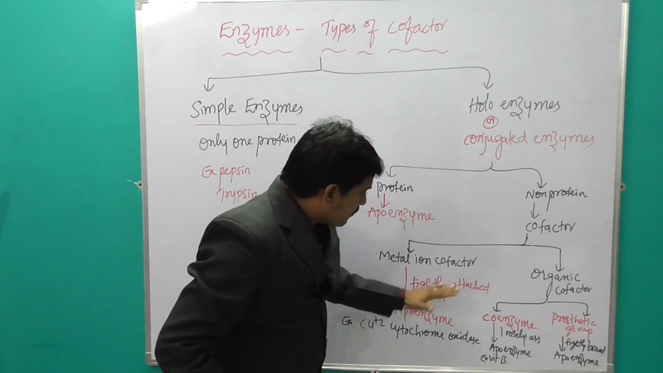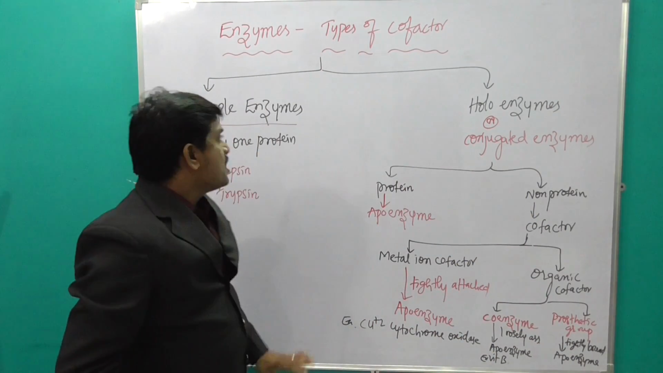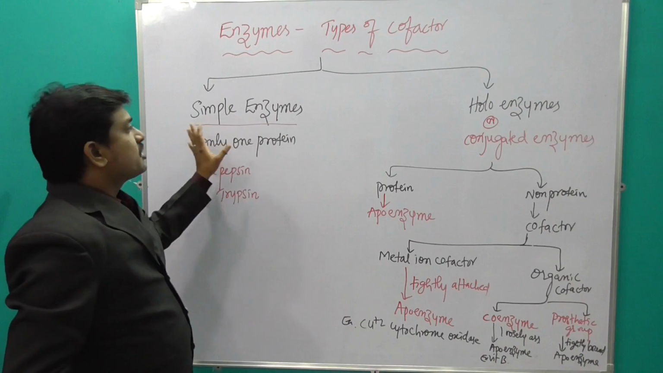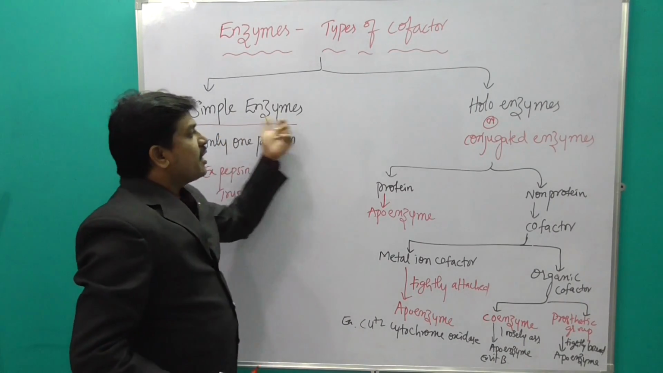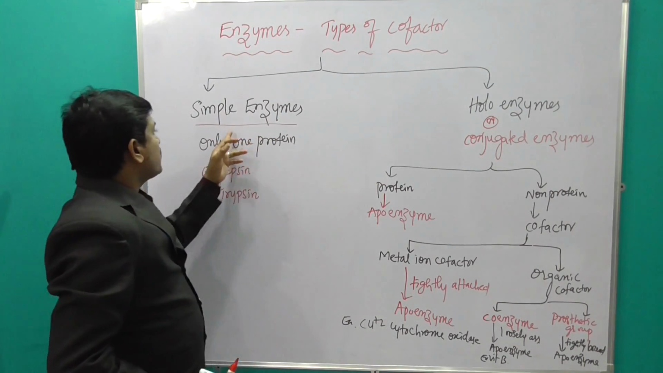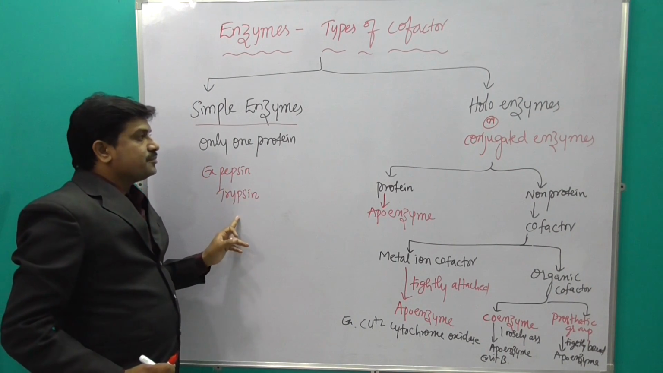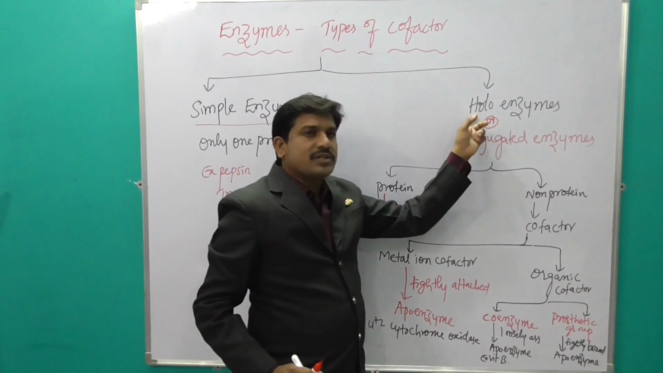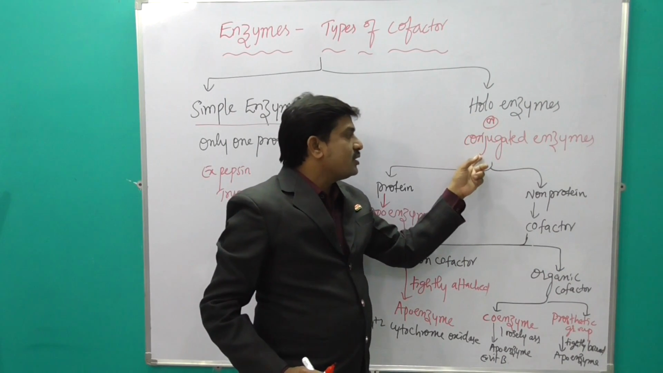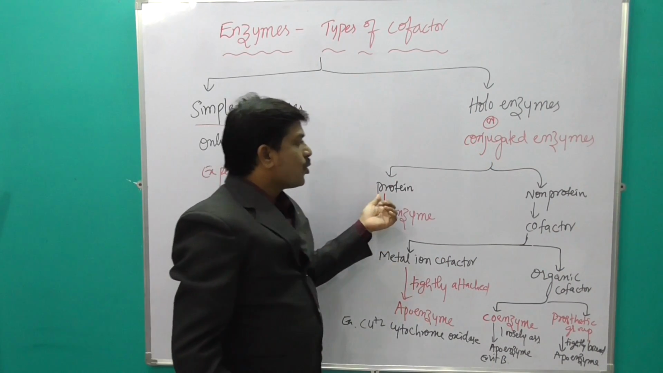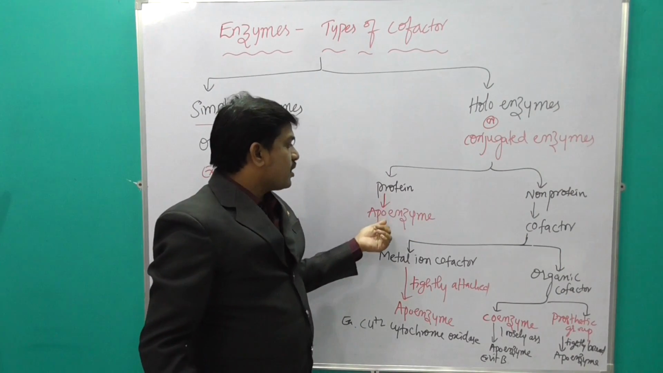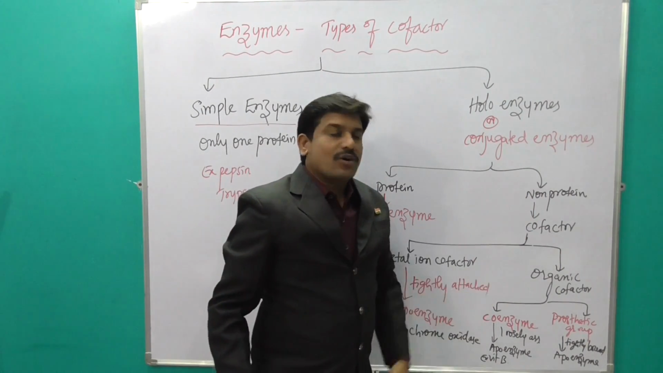From here, these are the different types of cofactor. The enzyme is divided into two parts: the simple enzyme and the holoenzyme. A simple enzyme contains only one protein; the best examples are pepsin and trypsin. The holoenzyme is also called a conjugated enzyme, which is divided into the protein part and the non-protein part. The protein part is called the apoenzyme, and the non-protein part is called the cofactor.